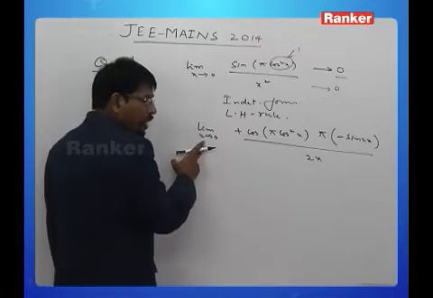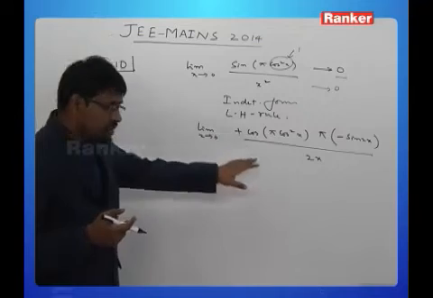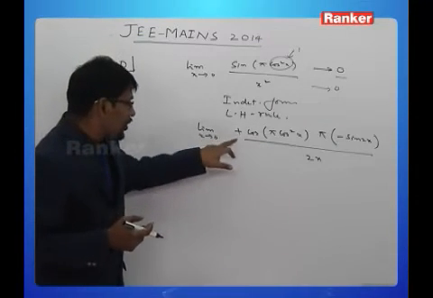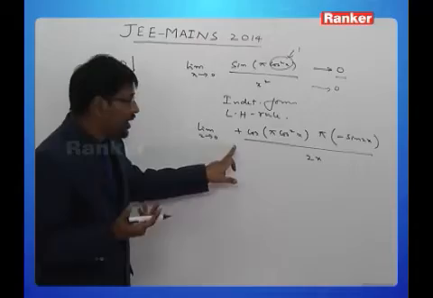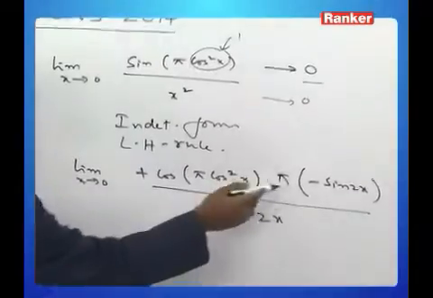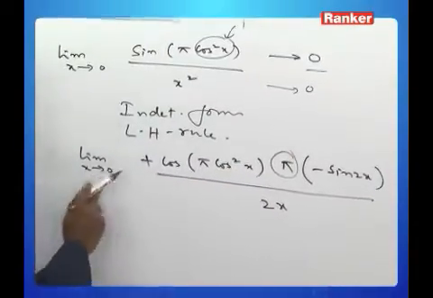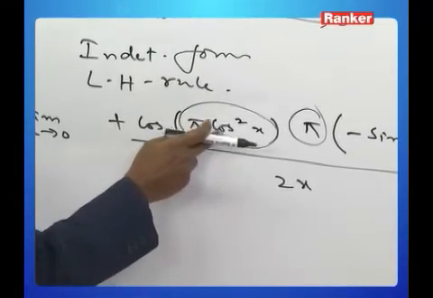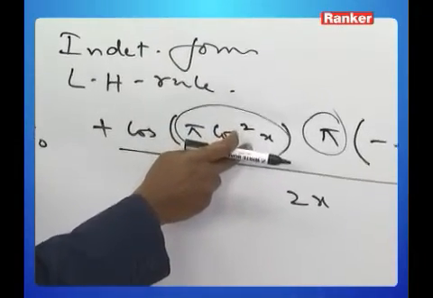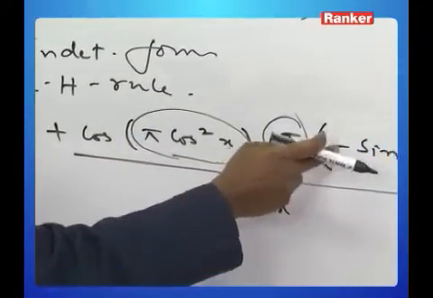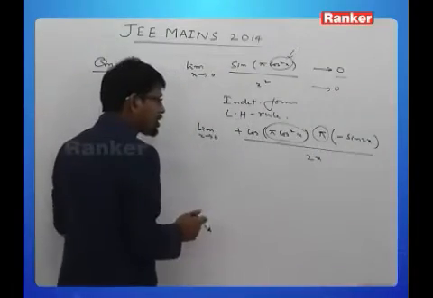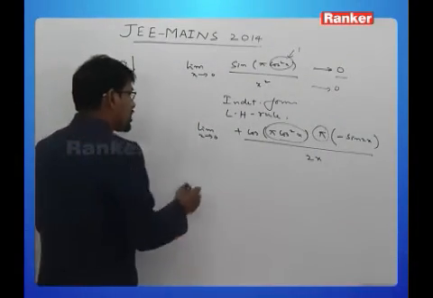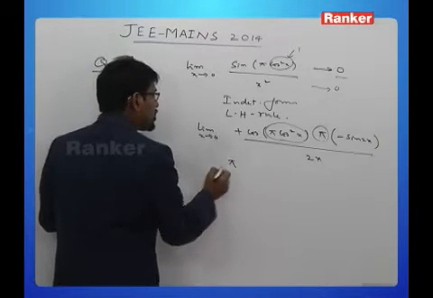Observe that as x tends to 0, this is in the form of 0 by 0. Instead of differentiating, let's see if you can take out the terms that are becoming finite there. So here there is a pi, whereas as x tends to 0, cos of pi cos square x will become cos pi, that is minus 1. So minus pi, and minus of minus makes it plus here, and sine 2x by 2x tends to 1 there. So that's finally pi. The answer is going to be pi.